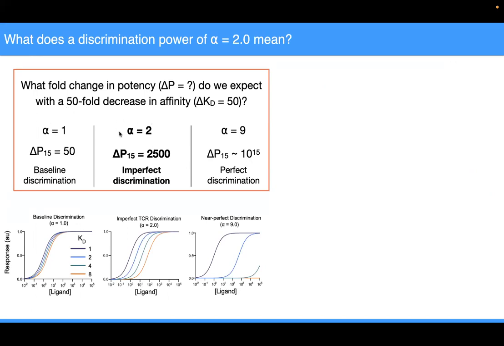On the other hand, on the other extreme, if the discrimination power was 9, which is what, like I said, the initial studies suggested, then you'd have perfect discrimination because you need to increase the concentration of the ligand by 10 to the 15-fold. And that's basically unattainable because the total number of MHC molecules on a cell is about 10 to the 5. So the largest fold difference you could have is about 10 to the 5. But what's interesting to us is that if the discrimination power is 2, then you need a 2,500-fold increase in the concentration of, for example, the self ligand to cause T cell activation. This is called imperfect discrimination.